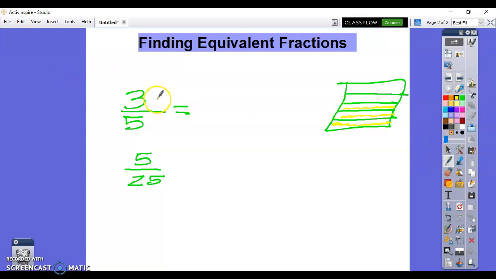Okay, now what I'm going to do is multiply my denominator by 2. And so what happens is now I just broke it into, instead of 5 pieces, now I have a denominator of 10. And when I do that, it also doubles my numerator. So 3 times 2 equals 6. So 6/10 is equivalent to 3/5.